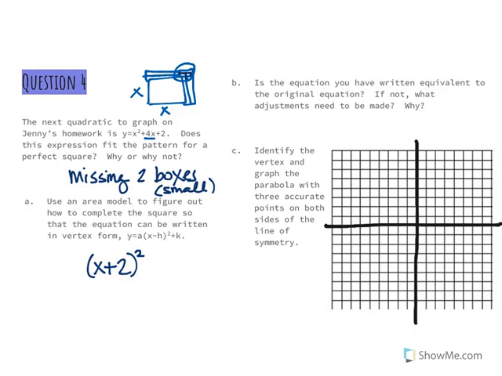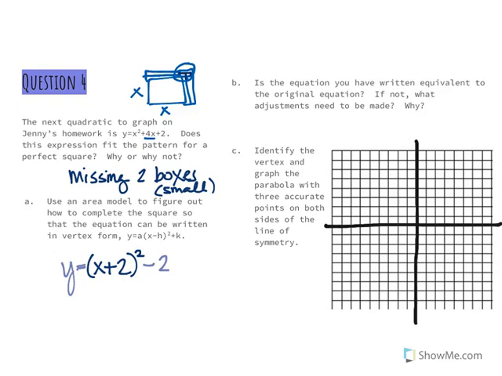So what we're going to have to do here is remove those 2 boxes that we don't need so that we have the same problem. So we have x plus 2 squared, and then we're going to take away the 2 extra boxes that would be created if we made that square.